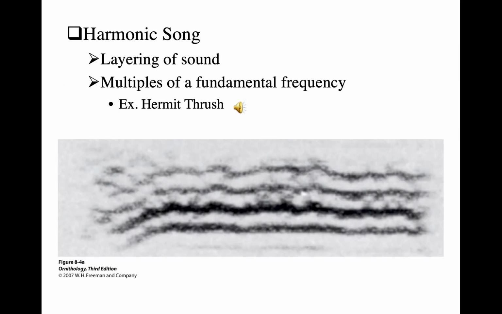So when we looked at the wood thrush song earlier, I mentioned that there was this kind of layering of vocalizations. That's what we call a harmonic song. So we have layers of different frequencies that are centered around a fundamental frequency, and the fundamental frequency is the one shown here that's the darkest, because this tends to be the predominant one that you hear, but you can hear these other multiples of that frequency layered above and below that. So here's a good example of that in another thrush, the hermit thrush.